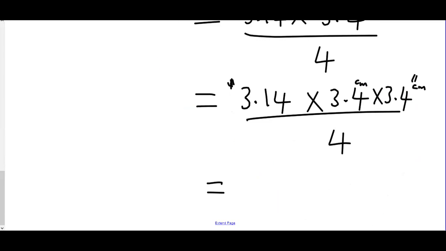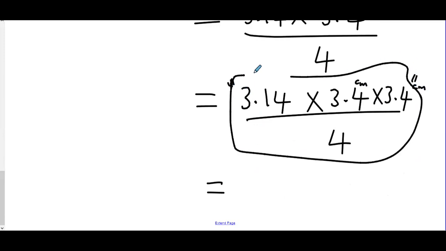So go ahead putting here the answer. Please do this working. How do we do this working? Take 3.14 times 3.4 times 3.4. The answer you get divided by 4. That answer will be in centimeter square.